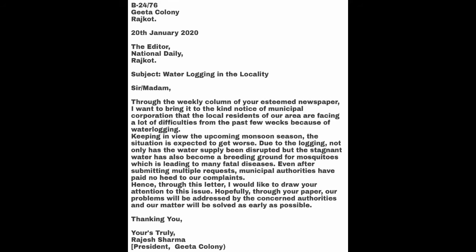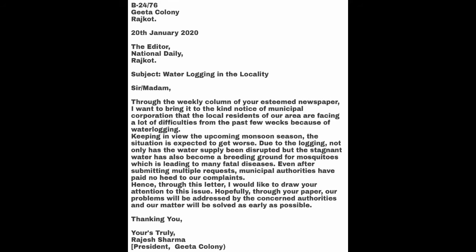So Rajesh Sharma is writing the letter. He is telling that in view of the upcoming monsoon season, it is very difficult to explain how the situation is going to be very bad. Due to the waterlogging, not only has the water supply been disrupted, but the stagnant water has also become a breeding ground for mosquitoes, which is leading to many fatal diseases.